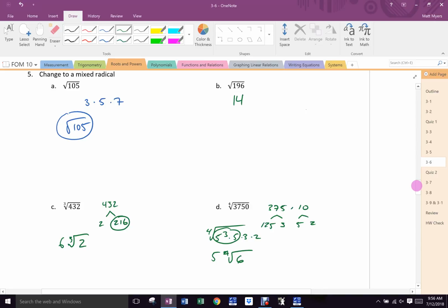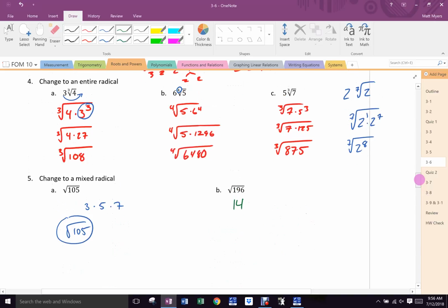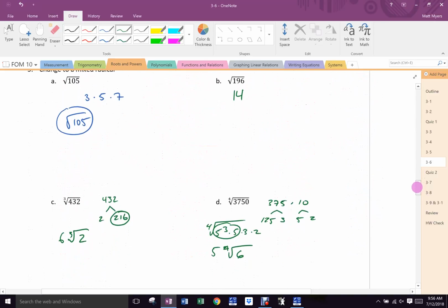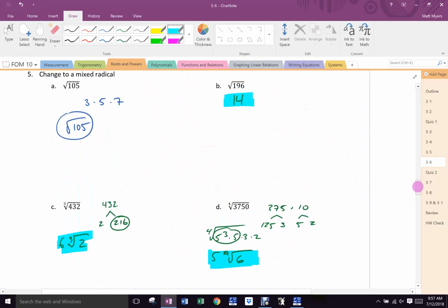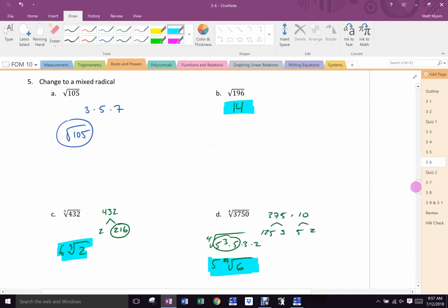All right. On the screen behind me is page 98. 14. 6 cube root 2. 5 fourth root 6. Any questions about those?